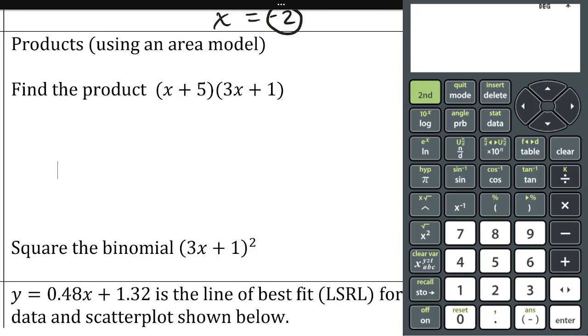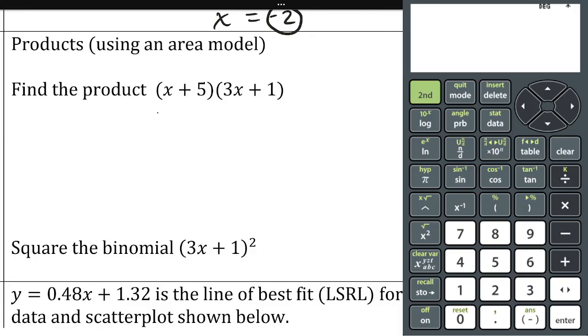So in this problem, we're going to be multiplying some binomials. And the first part says find the product. And you can see that I'm multiplying a binomial times another binomial. That just means there's two terms times two terms. And if I look at this, I can write the answer down, right?